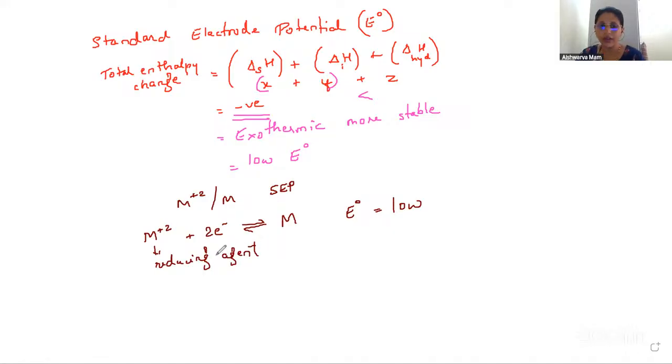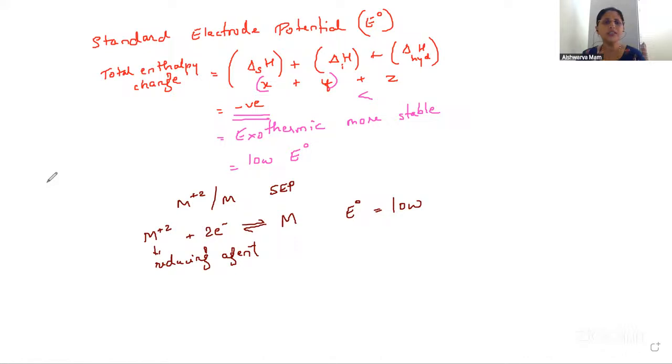It will help for reduction, but instead it will undergo oxidation. It will act as a reducing agent. It will help in reduction and itself undergo oxidation. You know the definition for reducing agent. Reducing agent means which helps in reduction and itself undergoes oxidation. So it will undergo oxidation very easily.